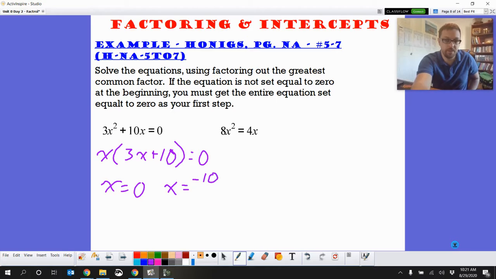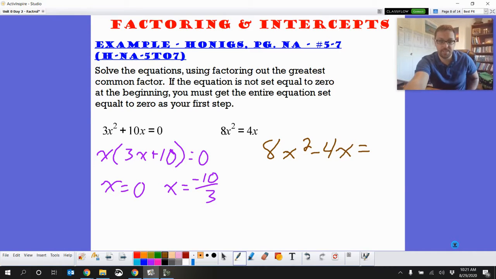Well, negative 10/3. One thing you do have to watch out for is if it is not equal to 0, you need to make that thing equal to 0. So in this second example where it's not equal to 0, like the first one was, we have to get that 4x onto the same side, like this, and then factor. So we can pull out a 4x, got an x minus 1.